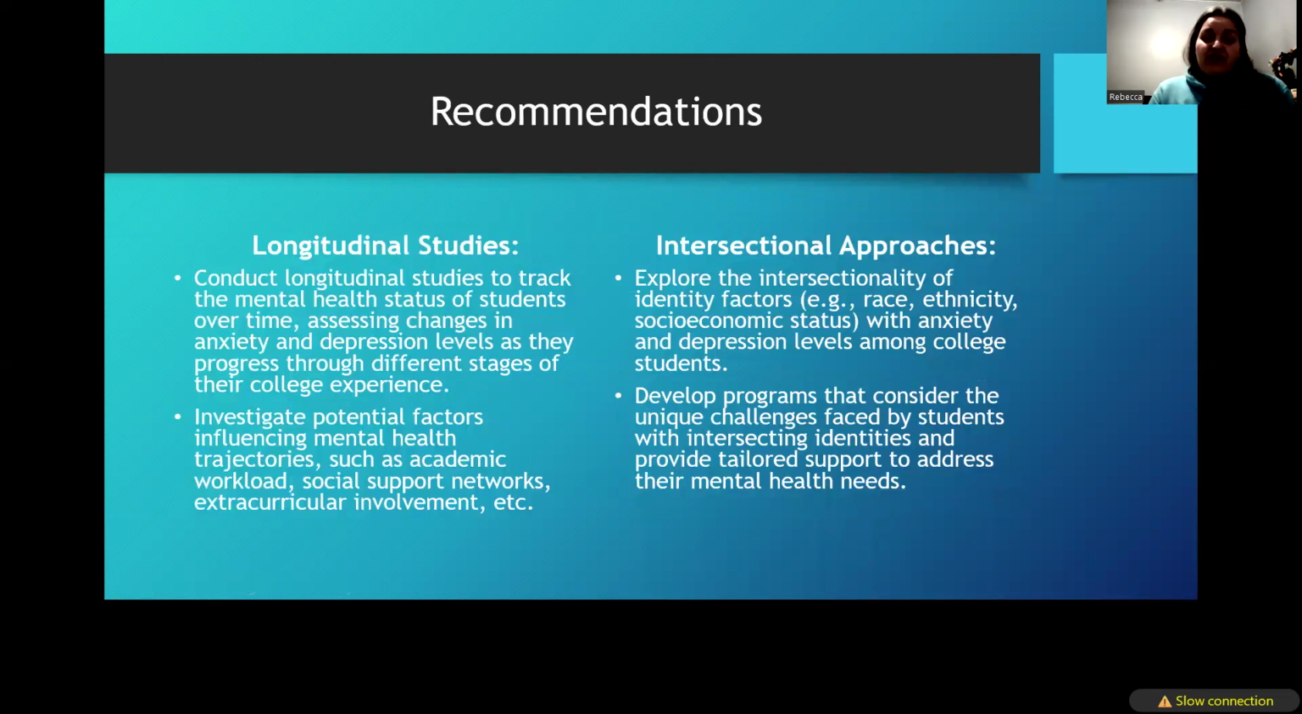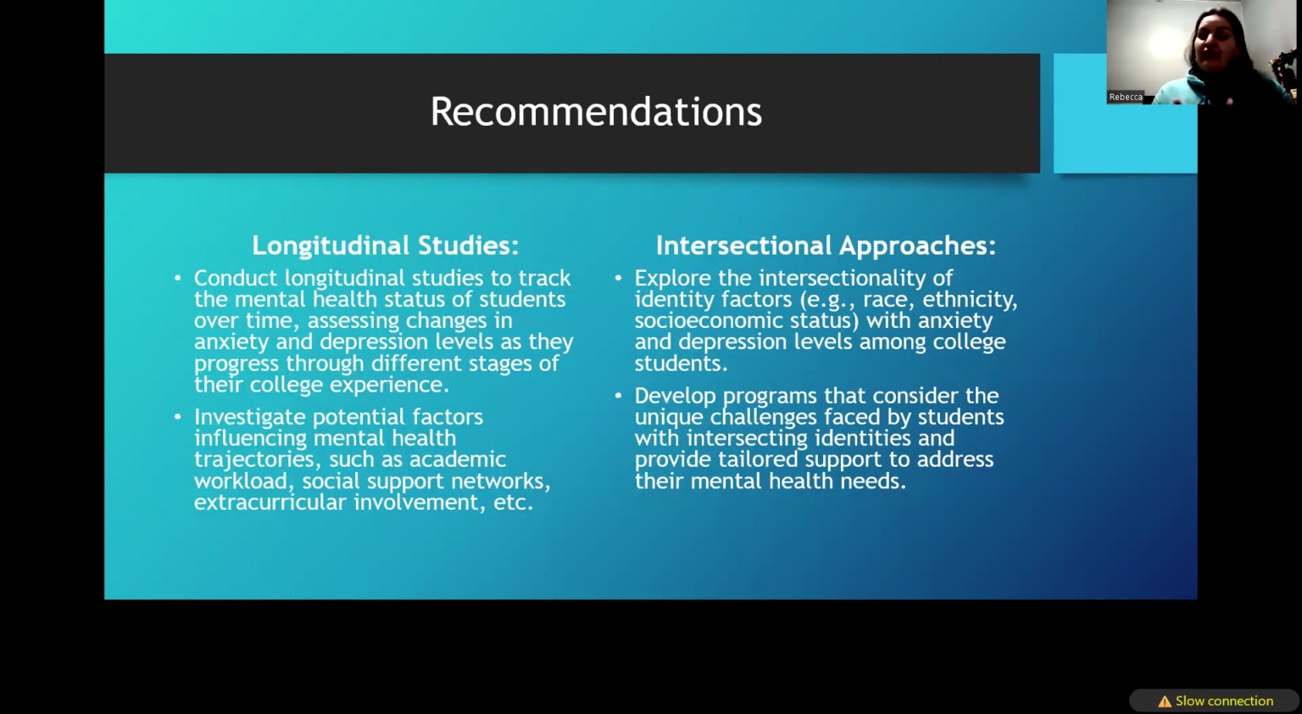We can conduct longitudinal studies to track the mental health status of students over time, assessing changes in anxiety and depression levels as they progress through the different stages of their college experience. And we can investigate potential factors influencing mental health trajectory, such as academic workload, social support networks, extracurricular involvement, etc.